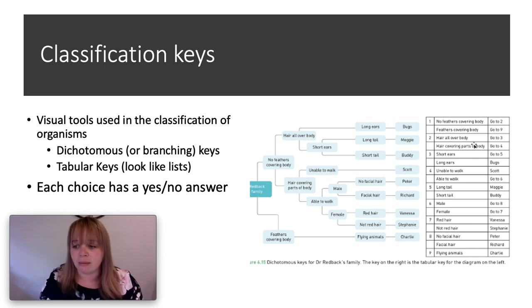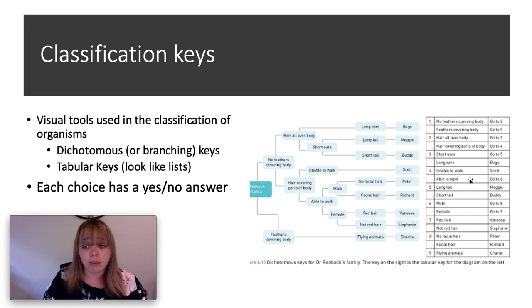Okay, you can do the same thing with this one here. So if you go no feathers covering body or feathers covering body. So let's go no feathers covering body, and it says go to 2. So then I come down to question number 2. Hair all over body or hair covering parts of body? We'll say hair covering parts of body. Go to 4. Come down to number 4. Is it unable to walk or able to walk? If we go able to walk, we go to number 6. Can you see what I'm doing? I'm going through each time.